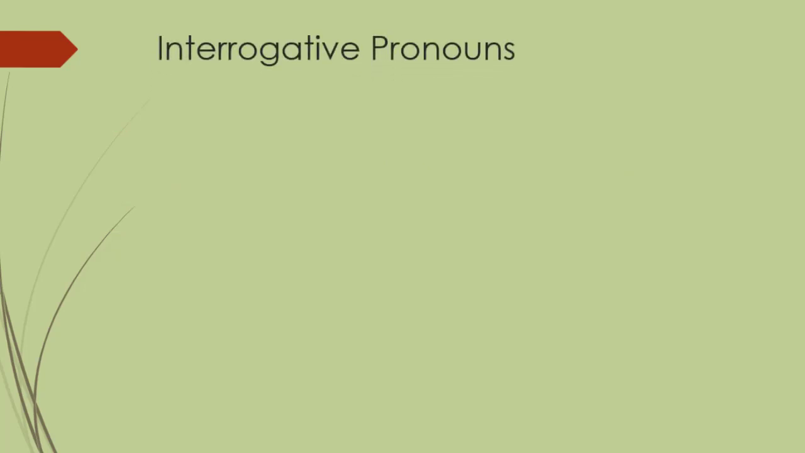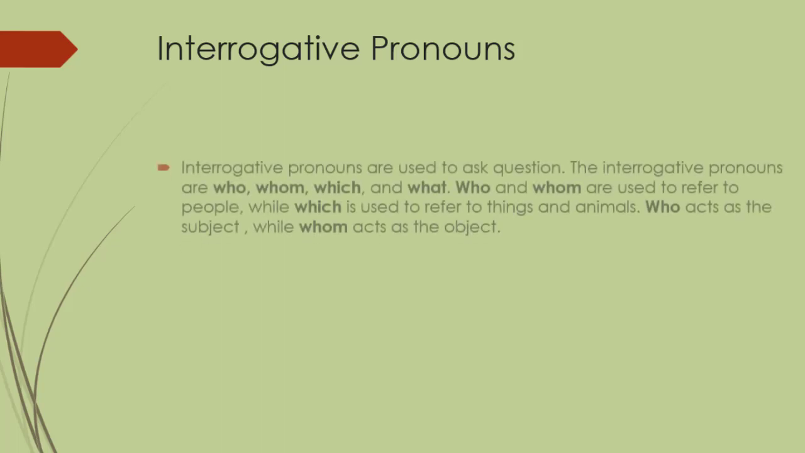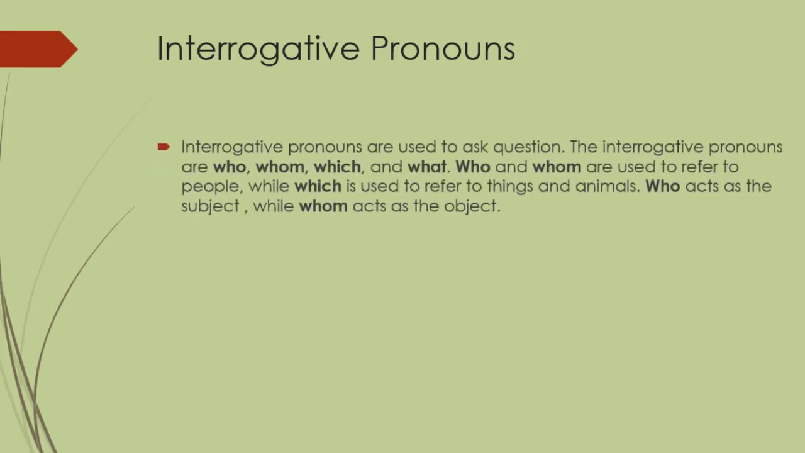Next one is interrogative pronoun. As is shown with the title, it is interrogative, or it asks questions. Interrogative pronouns are used to ask questions. The interrogative pronouns are who, whom, which, and what. Who and whom are used to refer to people, while which is used to refer to things and animals. Who acts as the subject, while whom acts as the object.